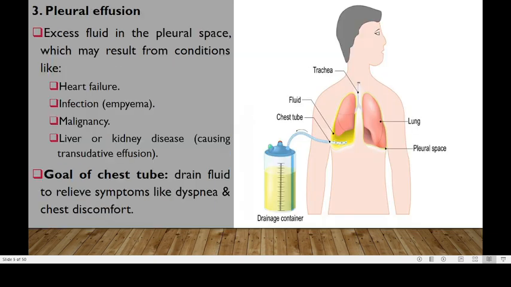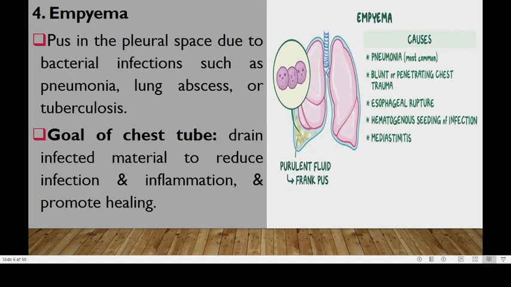The third indication is pleural effusion. This is excessive fluid in the pleural space, which might result from a number of conditions like heart failure, infections, malignancy, liver and kidney disease causing transudative effusion. The goal of chest tube insertion here is to drain the fluid from the pleural space, and this will help relieve symptoms like difficulty in breathing and chest discomfort.